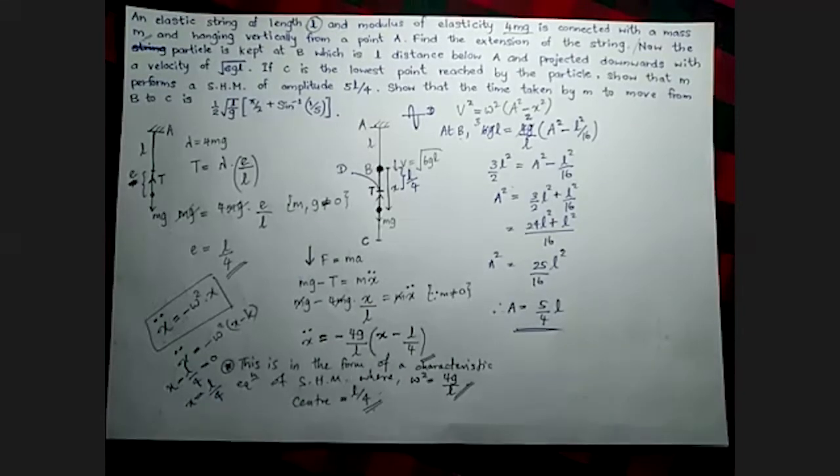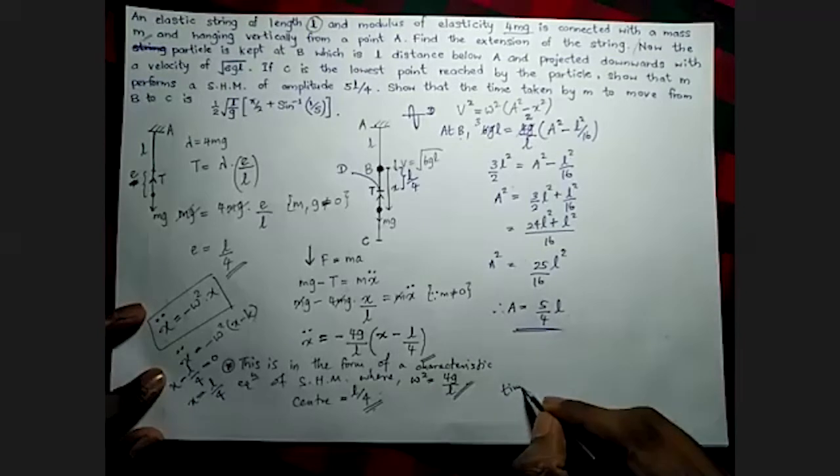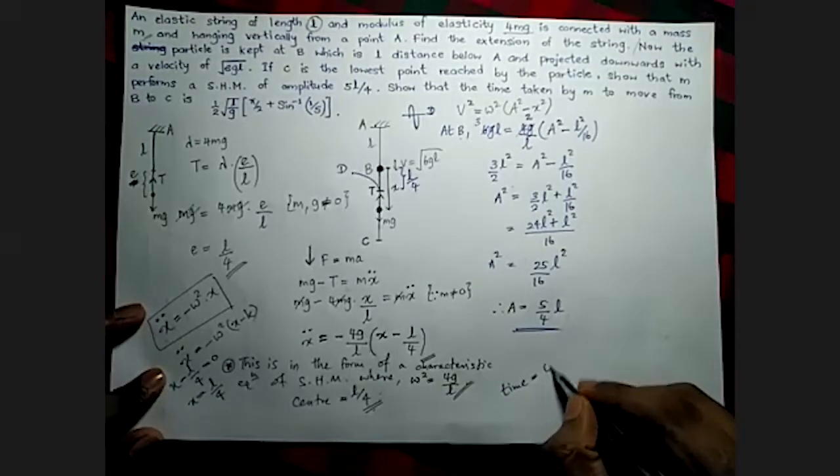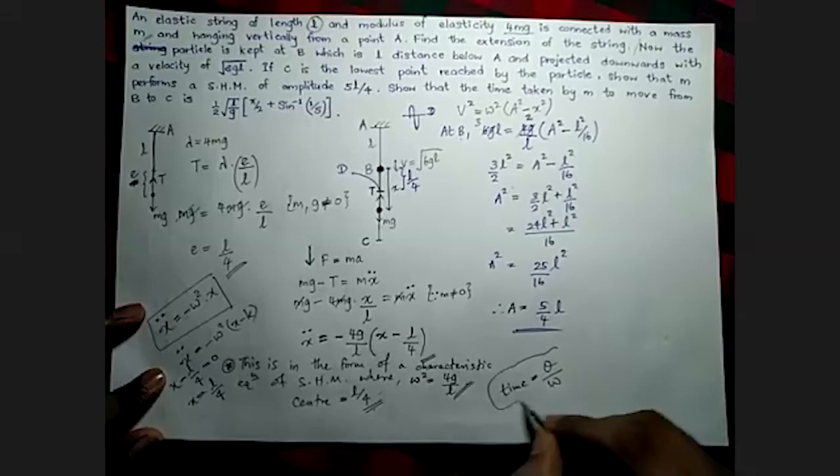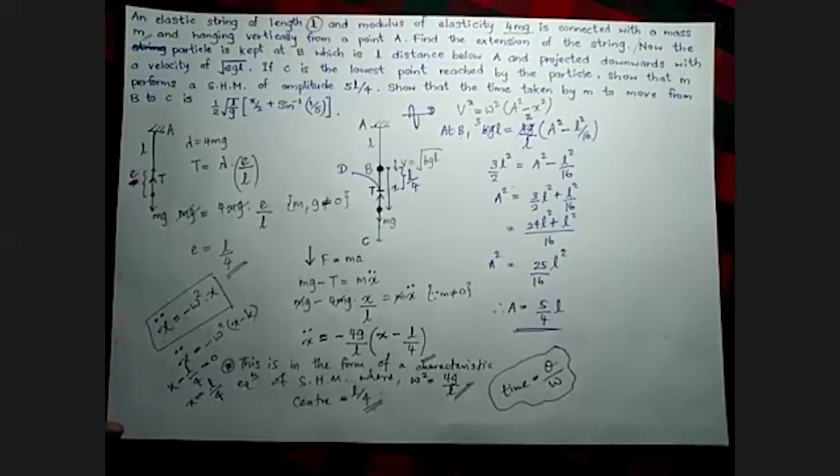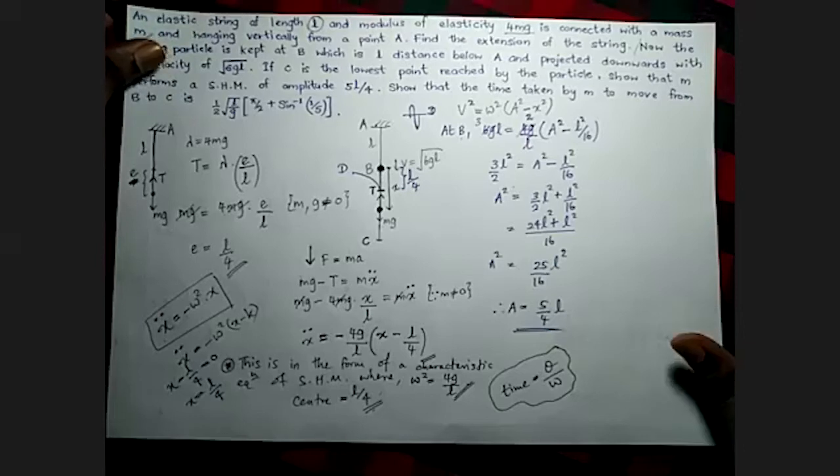See, we had to use the characteristic equation and the second equation, which I taught in the previous explanation. Then show that the time taken by mass m to move from B to C. Now the application of the third equation, the time equation. What was that? Time was equivalent to angle covered divided by omega. Third equation.